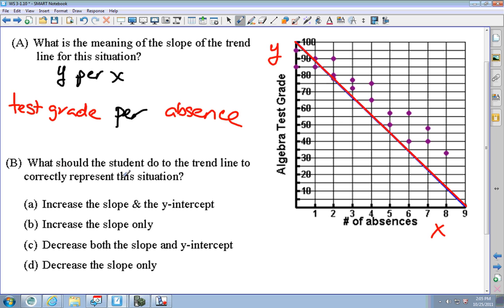Next, what should the student do to the trend line to correctly represent this situation? Okay, so what can we do to make this line better? Well, one thing is I could shift it and I could make it a little flatter, so I'm decreasing the slope. Did I need to change the y-intercept? Not at all. I mean, it looks like it's good right here. I mean, I could, I guess. Let's see if I can try and decrease the y-intercept.